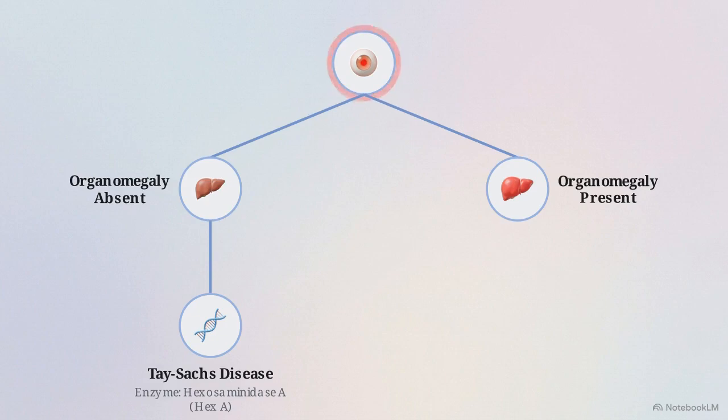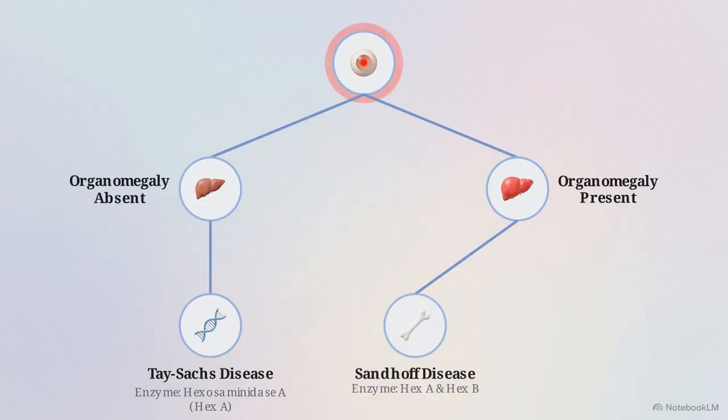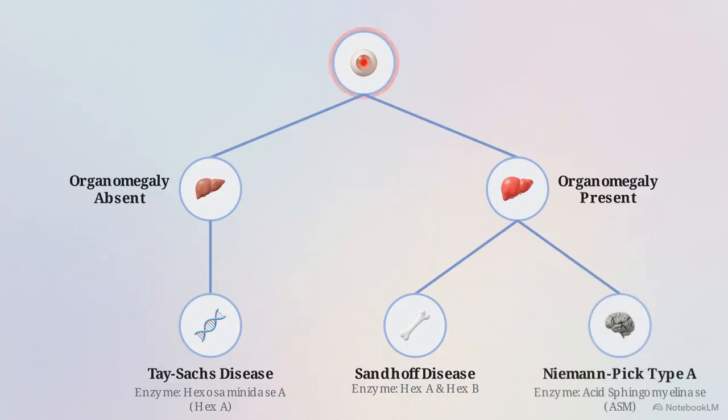These patients lack the hexosaminidase A enzyme, exhibit an exaggerated startle reaction, and belong primarily to the Ashkenazi Jewish population. They do not develop organomegaly. Moving down the present pathway brings us to Sandhoff disease. Here, a combined deficiency of Hex A and Hex B affects multiple tissues, resulting in an enlarged liver and spleen alongside distinct bony dysplasias. Also on this present branch is Niemann-Pick type A.